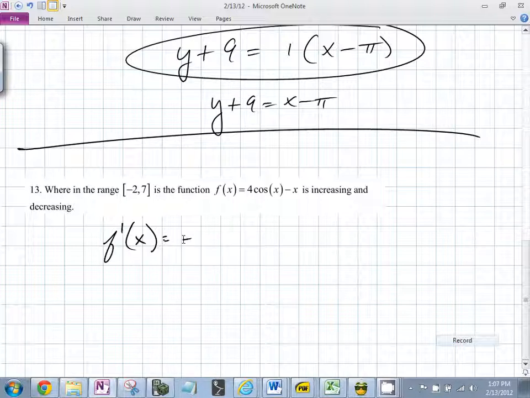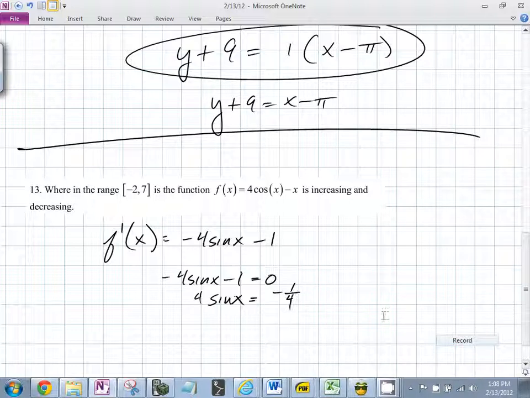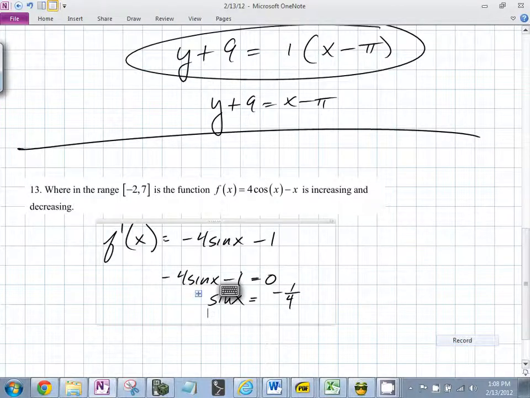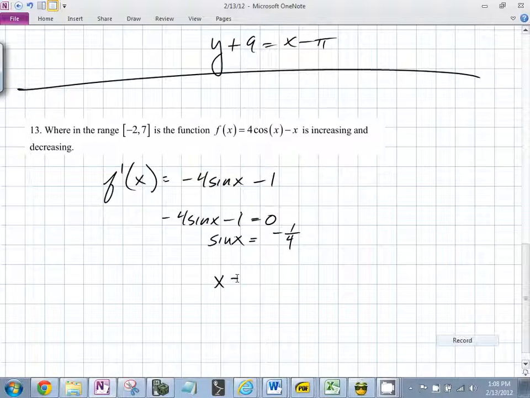-4 sine x minus 1. And we're interested in when this is equal to 0. So -4 sine x minus 1 is equal to 0. So sine x is equal to -1/4. If you do this out, x is equal to the sine inverse of -1/4.